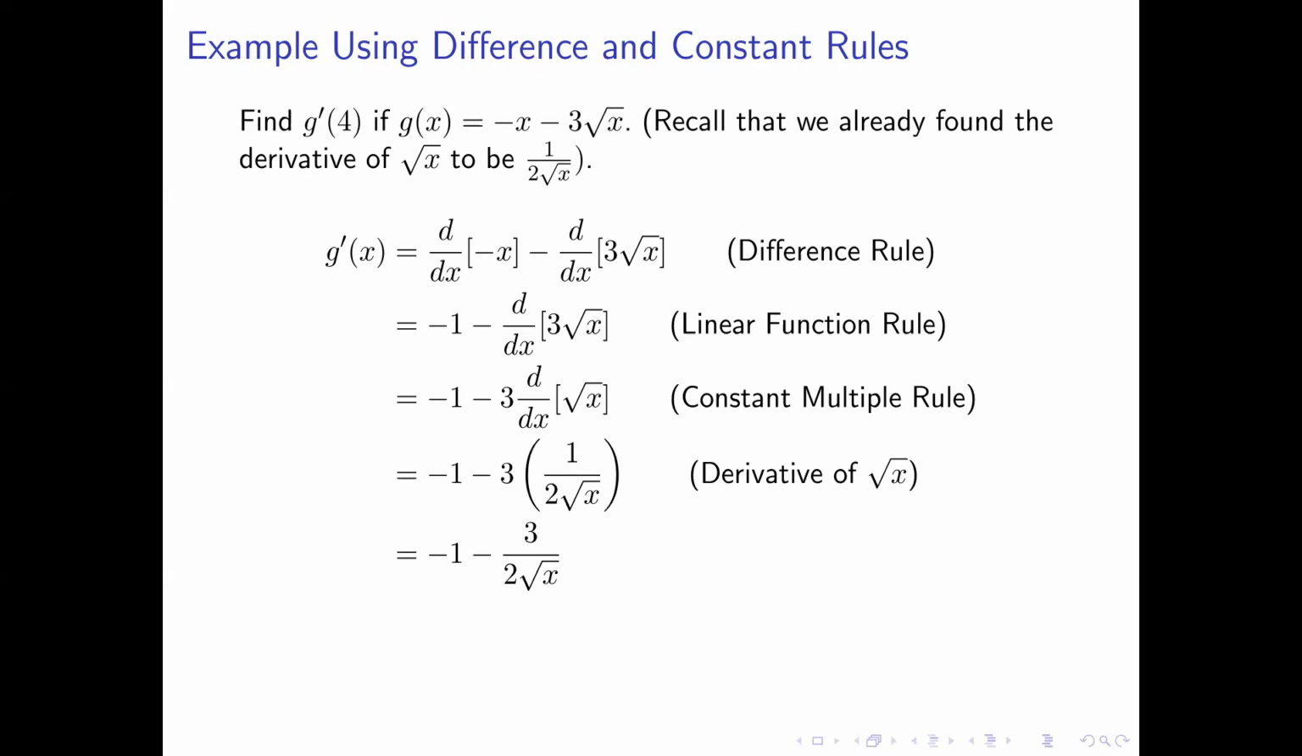Now our goal here is to find g prime of 4. At this point, all we need to do is to plug 4 into that derivative function. This is what we get. And with a little bit of arithmetic, you can calculate the value of that to be negative 7 over 4. That is the value of g prime of 4.